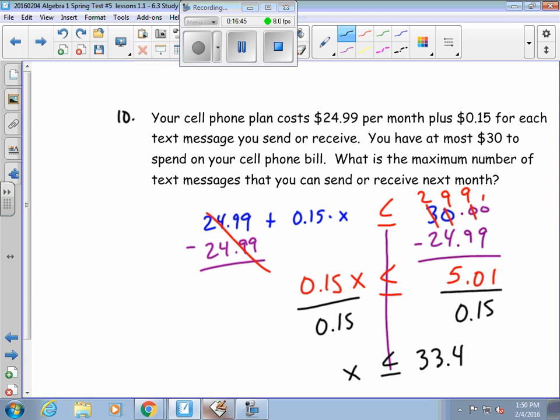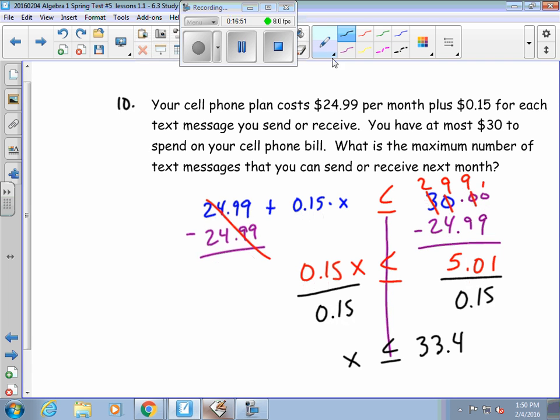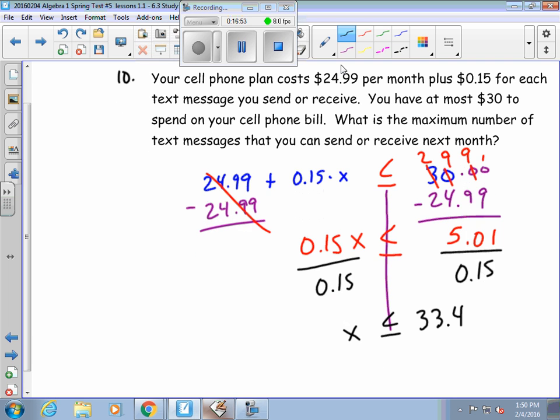So if you send 34 messages, you will go over your $30 budget. So you can't spend or you can't send any more. Your maximum number of text messages is 33.